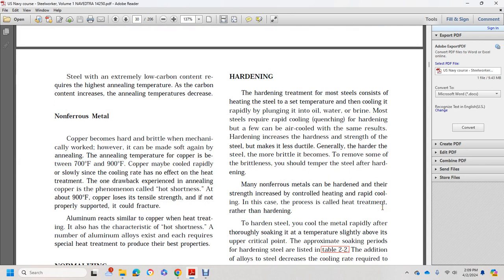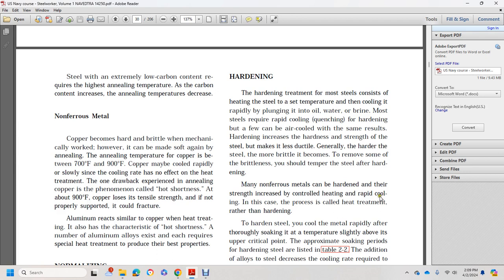Hardening treatment of most steels consists of heating the steel to a set temperature and then cooling it rapidly by plunging it into oil, water, or brine. Most steels require rapid cooling, or quenching, for hardening, but a few can be air cooled with the same results. Hardening increases the hardness and strength of the steel but makes it less ductile. Generally, the harder the steel, the more brittle it becomes. To remove some of the brittleness, you should temper the steel after hardening.